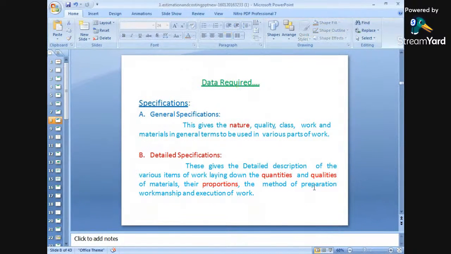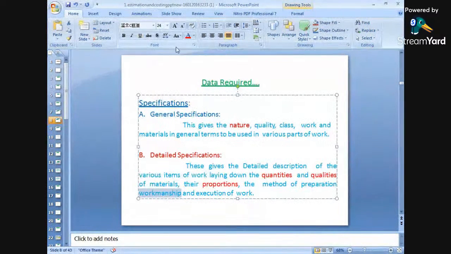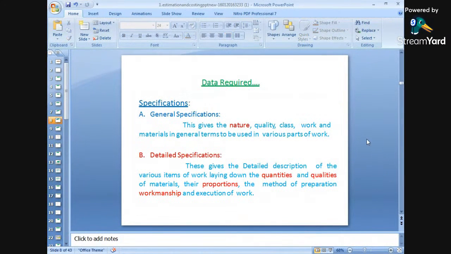Okay. Next is method of preparing and workmanship, whether it is machine mixing or hand mixing that will be done. So this will again be important related with the estimations. Okay? So in execution of work, how it will be executed.